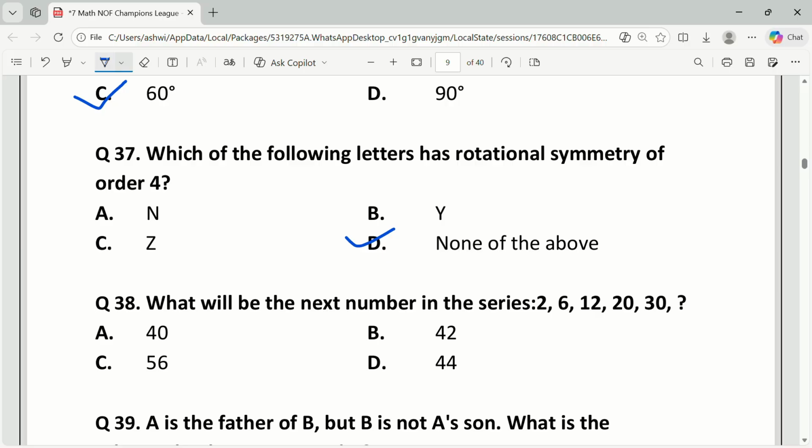The letter Y has rotational symmetry of order 1. It looks the same only after a full 360 degrees. The letter Z has rotational symmetry of order 2. It looks the same after a 180 degree rotation. A letter like X would have rotational symmetry of order 4, but none of the options A, B, C have rotational symmetry of order 4. The correct answer is D.